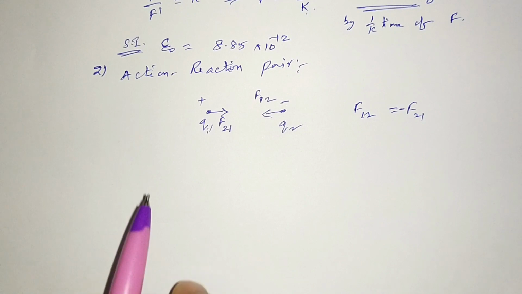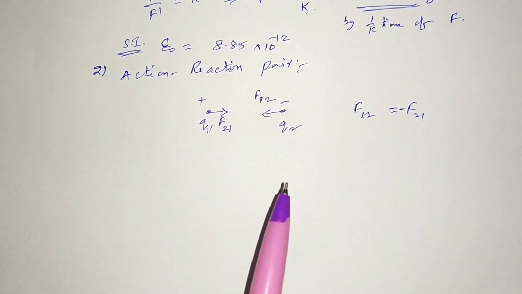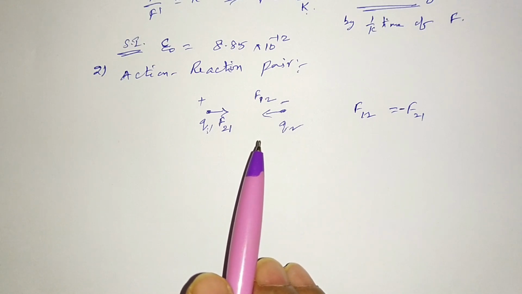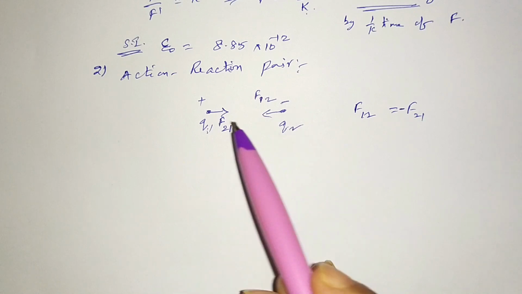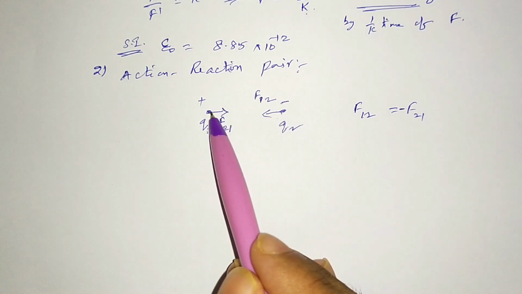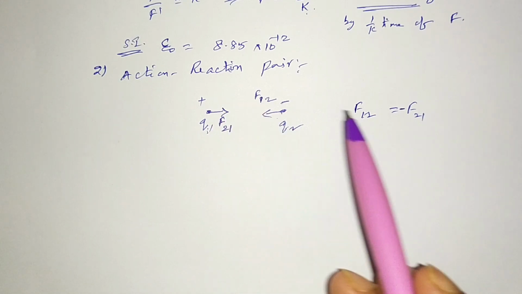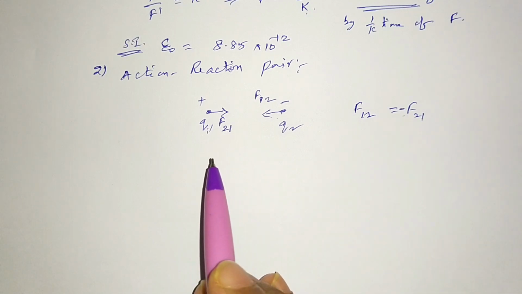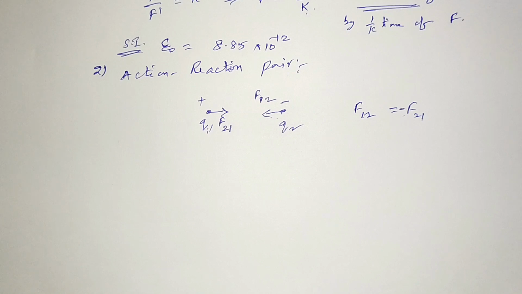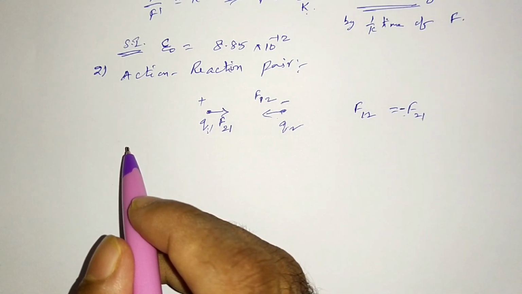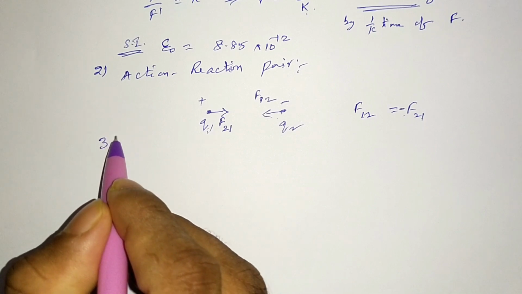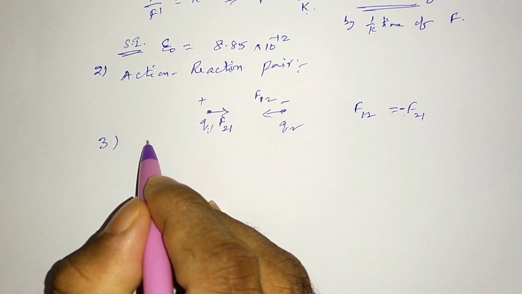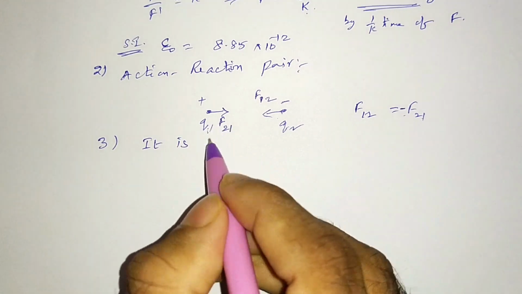Okay, this is only action reaction pair, meaning the two forces must act on two different objects and their magnitude should be equal and the direction is opposite. See that these are the two forces acting on two different objects. First condition satisfied, and second condition, the magnitude is equal and they are in opposite direction. Clear, sir? In this way we can say that the electrostatic force is an action reaction pair. Clear? And the third property, the electrostatic force is conservative in nature.